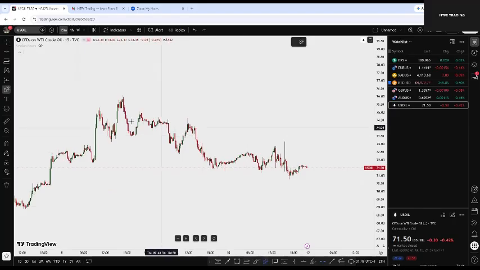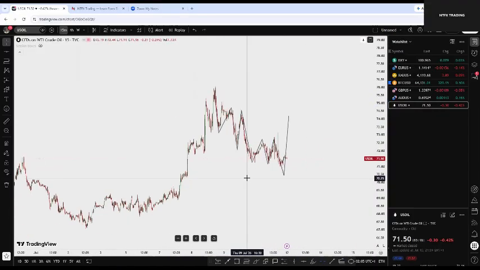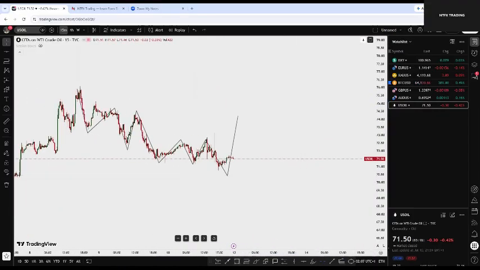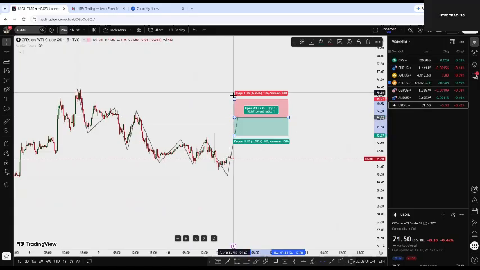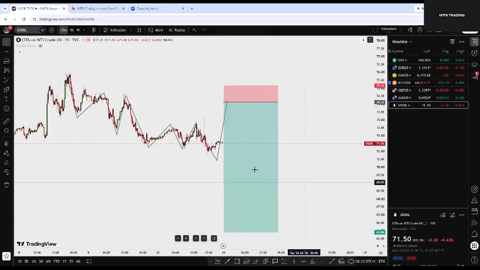Can you see? The impulse here is taken, but this is not a corrective structure. You have another impulse here. This is A. Can you see? You have B. If you can have C this way to break it to the upside, then you can look for sell opportunity from here if it completes against an overlap for a downside.